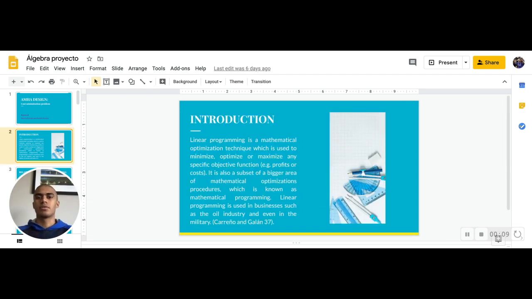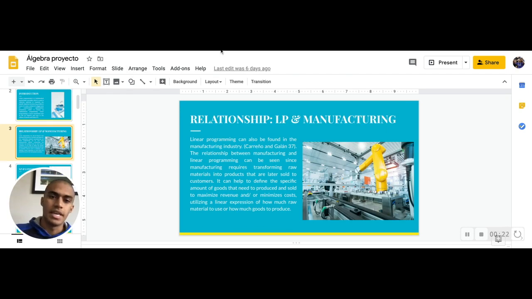Linear programming is a mathematical optimization technique used to maximize, optimize, or minimize objective functions like cost or profit. It's related to manufacturing since linear programming helps to define the specific amount of goods that need to be produced and sold to minimize the costs or maximize the profit of a business within demand, timing, availability, and other constraints.